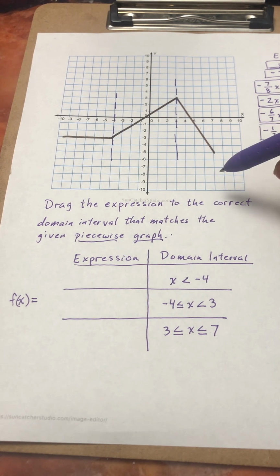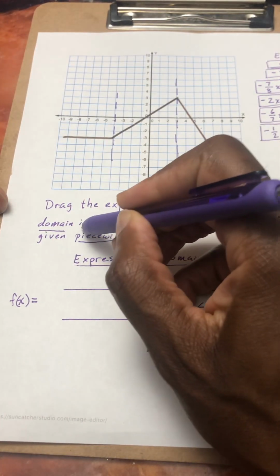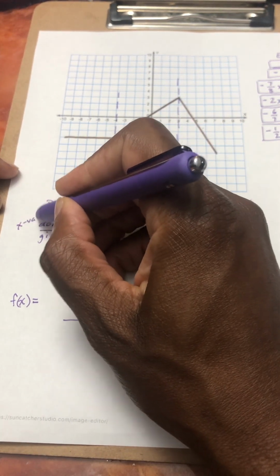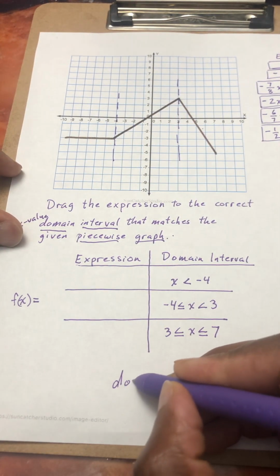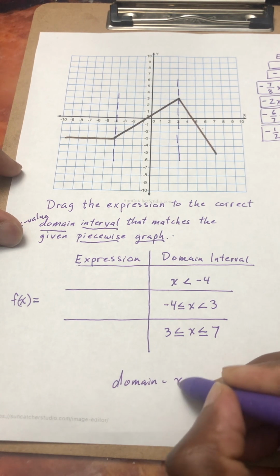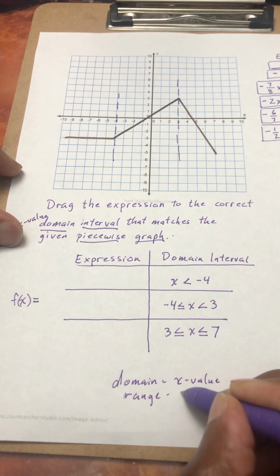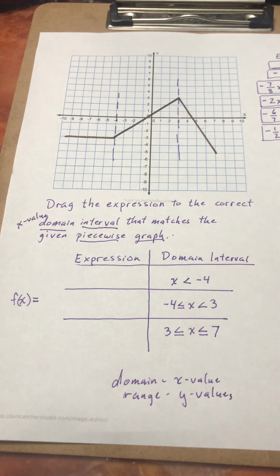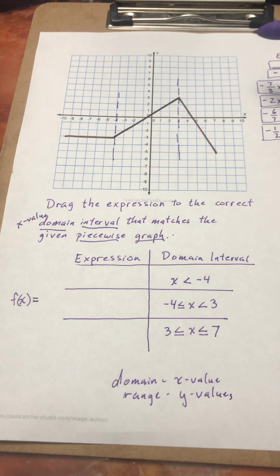Now it says to drag the expression to the correct domain interval. Now the domain deals with your x values, right? So the domain are the x values. Domain is x value. And if you hear about the range, those are your y values. Okay? And the domain is pretty much like your x values. What's the range that it goes, how far does it go from one side to the other? So in other words, take a look at this one.